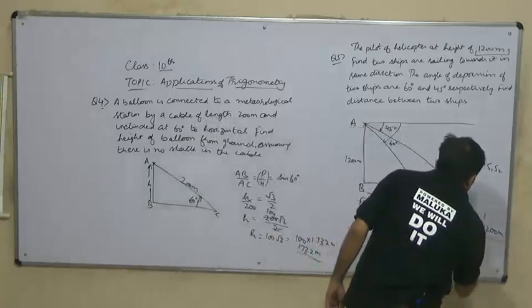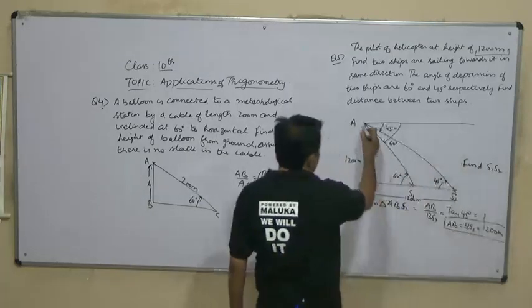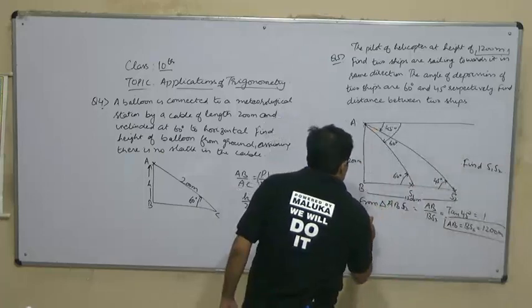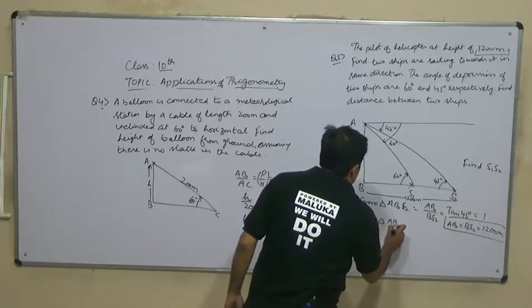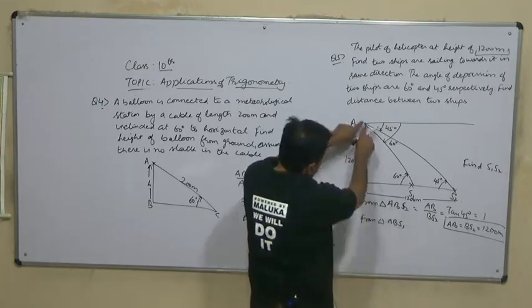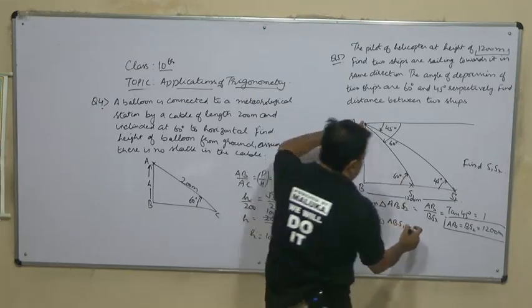Now we find BS1. So for BS1 we consider the triangle ABS1. Now considering this triangle, what will be tan 60?